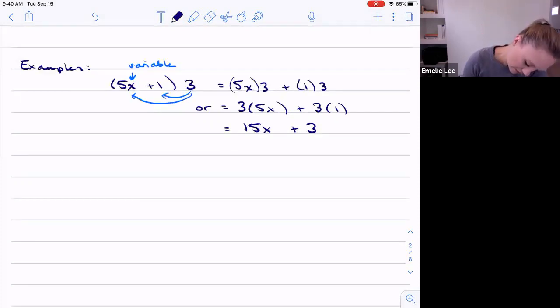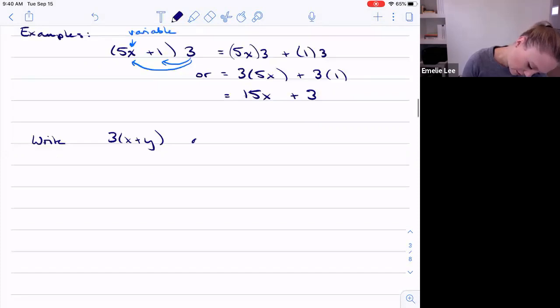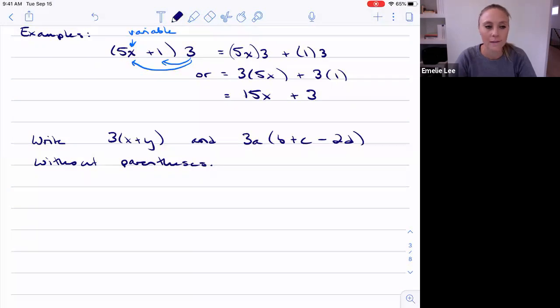How about you write 3 times x plus y, and I'll give you another one too to practice, and 3a times b plus c minus 2d without parentheses. So without brackets. Let you have a little stab at it. While you do that, I'll get started on the 3x plus y.